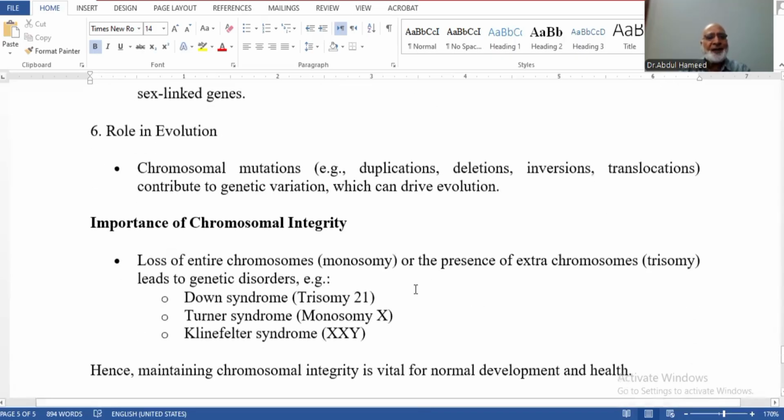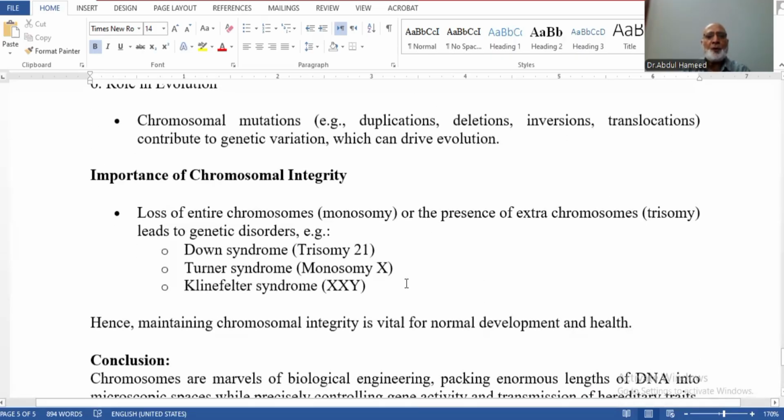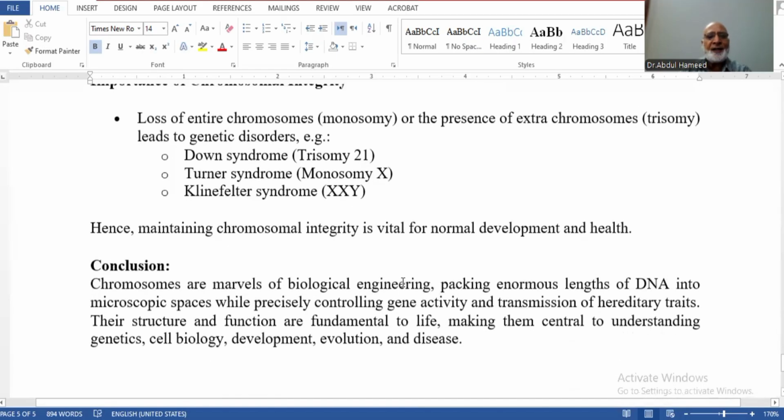Importance of chromosomal integrity: loss of a chromosome, monosomy, or presence of an extra chromosome, trisomy, leads to genetic disorders, which are quite familiar to us. Down syndrome is the trisomy of chromosome number 21; there are three copies of it. Turner syndrome is a monosomy of X chromosome, where one is lost. Klinefelter syndrome has X in double form and Y is single. Hence, maintaining chromosomal integrity is vital for the normal function of the chromosome and to maintain health.